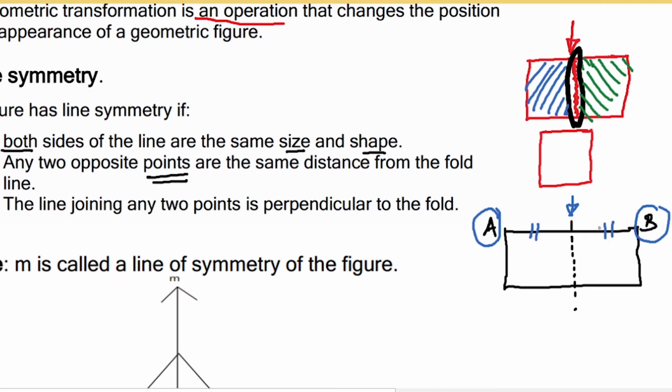The distances of those two points are the same from the fold line, and also the line joining the two points is perpendicular to the fold. As you can see here, this line is meeting the fold line at 90 degrees. So that's what they mean.